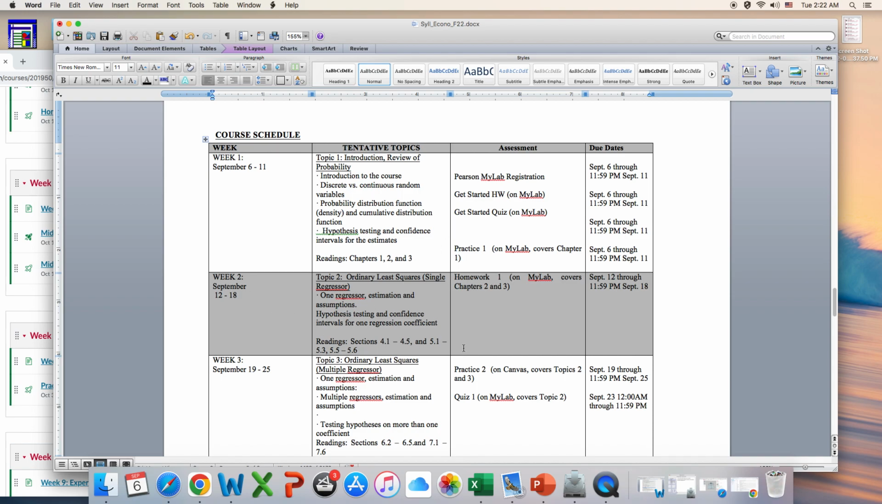On week 2, we will cover the OLS single regressor model. These are the sections to read. Feel free to read the whole chapter 4. You don't have to read just 4.1 to 4.5. You can read after 4.5. It's up to you, but these are the required parts.